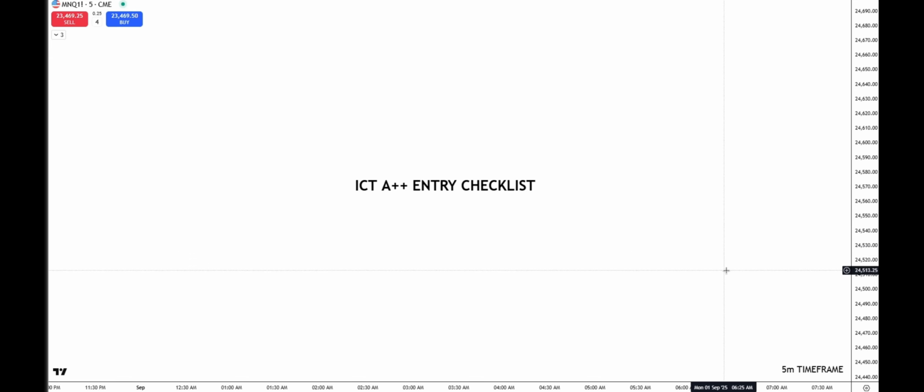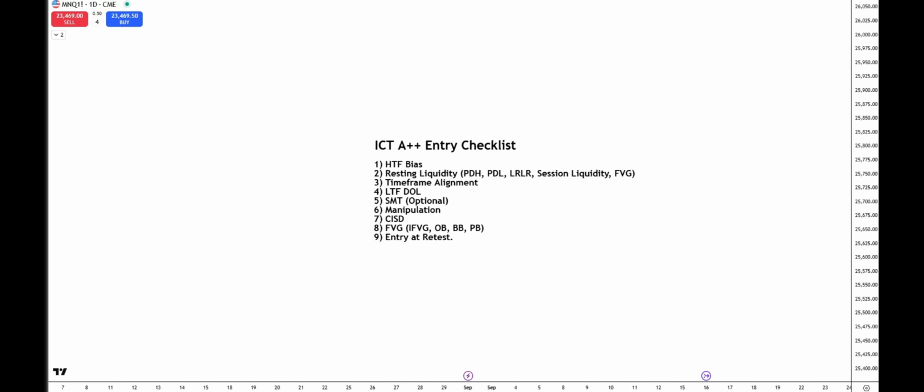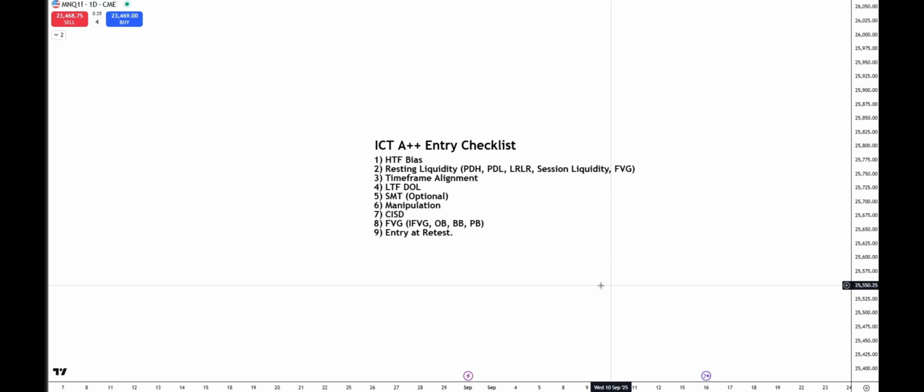So the ICT A++ entry checklist will be divided into 9 parts, 9 checklist items. This is what I look at and frame my trades around every day going into the day. You can see the ICT A++ checklist. I look for 9 things to eventually take a trade at retest.